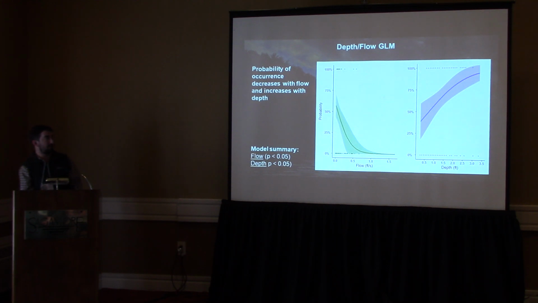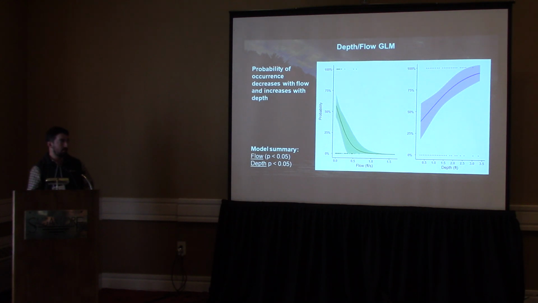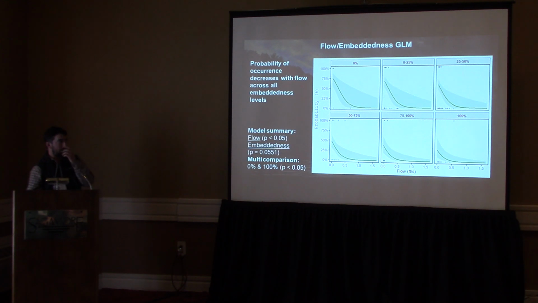So the overall takeaway is the predicted probability of occurrence decreases with flow and increases with depth. It's an inverse relationship on the left and a direct relationship on the right. And ANOVA results show both these predictors are significant. With the flow and embeddedness GLM, same deal as shown previously with the green there, the flow decreases the probability of Round Goby occurrence or capture.